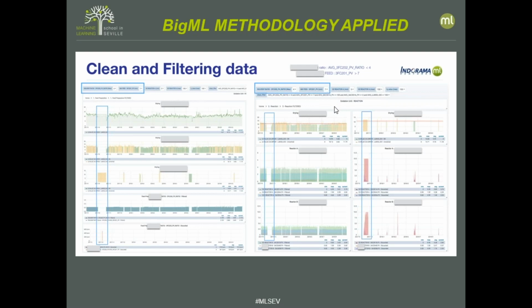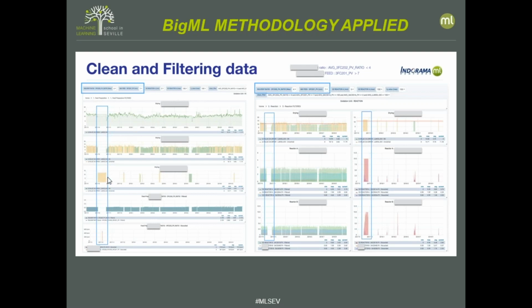This is an image of the cleaning and filtering done. We used a data set of 2.5 years that involved all the variables used, approximately 6 million data points. And this is the view of the filtration that needed to be done.